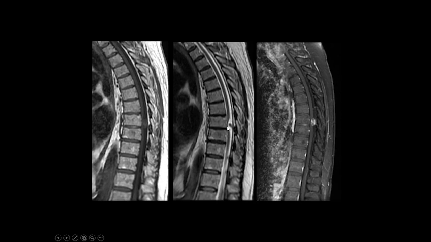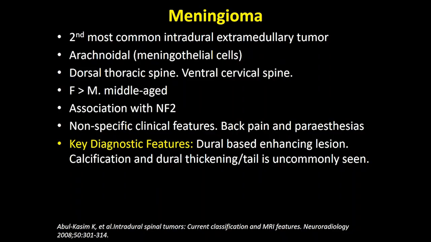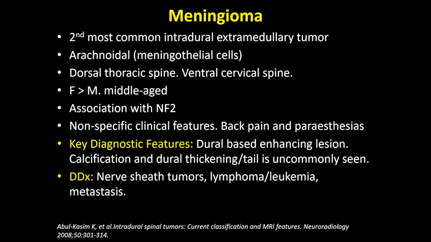It displaces the cord. It causes the subarachnoid cap sign, demonstrates enhancement, therefore it lies within the intradural extramedullary compartment, and the diagnosis will be that of a meningioma. It is the second most common intradural extramedullary tumor, seen more commonly in the dorsal thoracic spine. Calcification is uncommonly seen, and of course the differential diagnosis will be that of a nerve sheath tumor, lymphoma, leukemia, and metastasis.